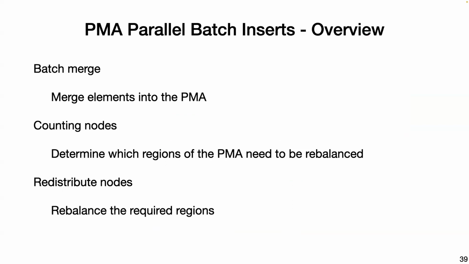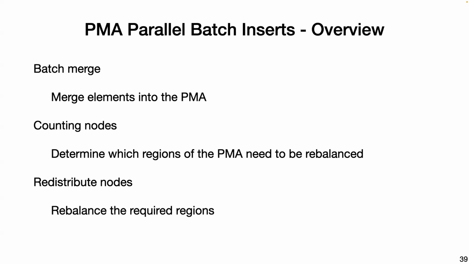So for batch inserts, there's going to be 3 main steps. The first step is batch merge. So remember, in batch insert, you have a batch, which is an array, and then you have your data structure, and you want to, in parallel, merge all the elements from the batch into the data structure. The first step in the PMA is going to be batch merge. So you take all the elements in the batch, and then you merge them to the locations in the data structure that they're going to go to. These are like corresponding to the 4 steps in the point insert.